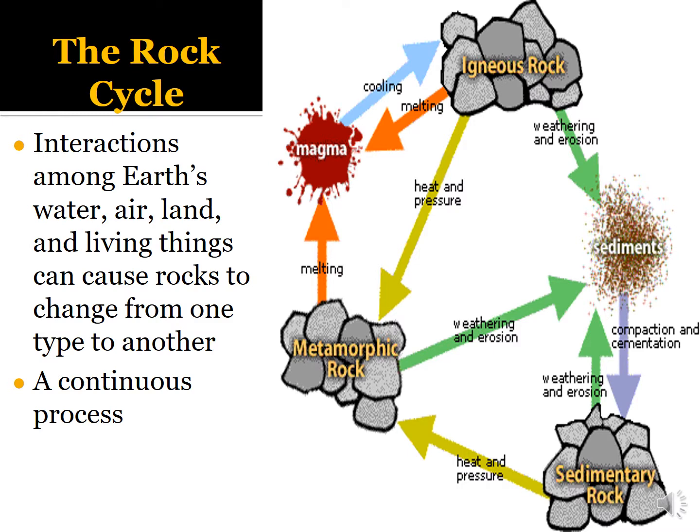Well, we have to identify the rock cycle. You must know this complete cycle. So, the rock cycle is interactions among Earth's water, air, land, and living things. Basically, it can make rocks from another type of rock. It continues, it never stops.